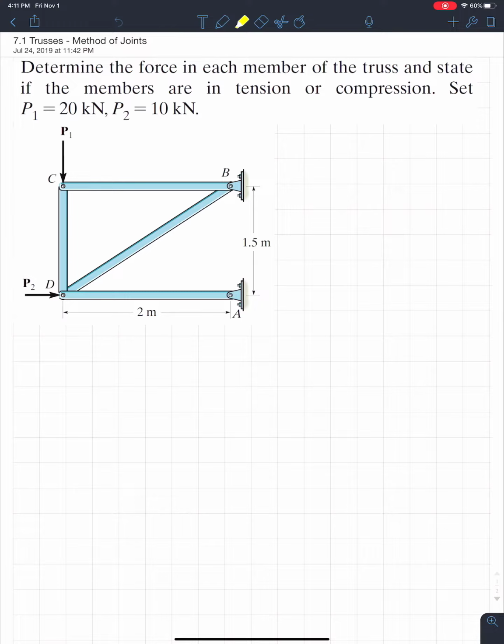All right, so that's quite the introduction to trusses. The best way to learn is just to start going through them. So that's what we're going to do now. So sit back, relax, and let's begin.